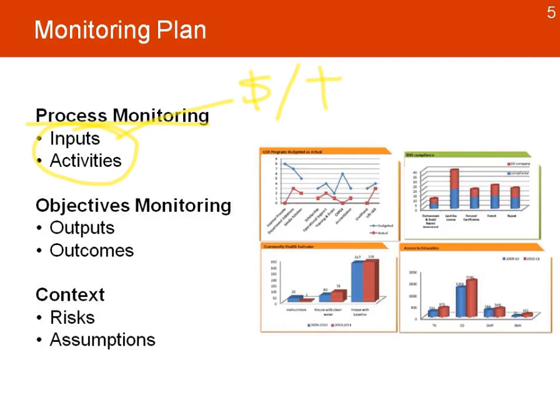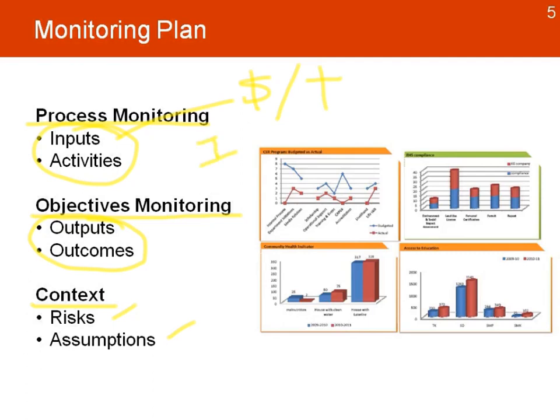Then we have objectives monitoring. That's when we start looking at the changes in terms of the number of outputs and outcomes the project is generating. And the last element in our monitoring planning also includes elements about the context. That is all the risks and the assumptions made at the project. So think about that the monitoring plan looks at these elements.